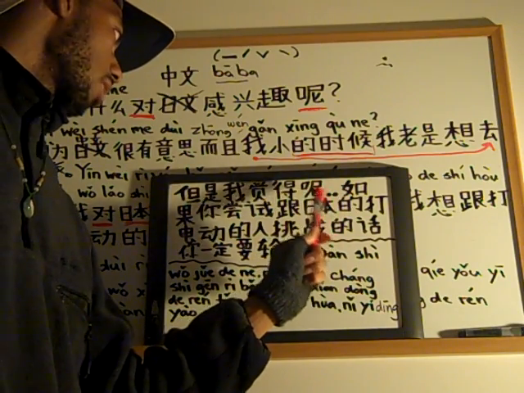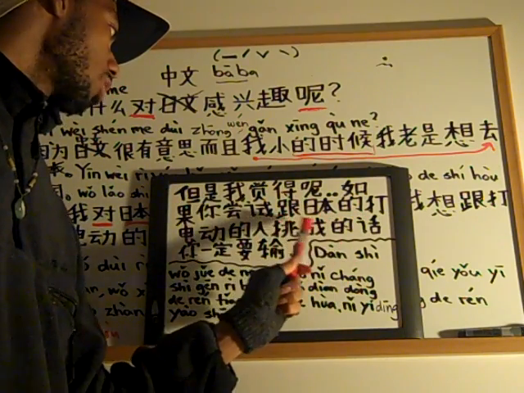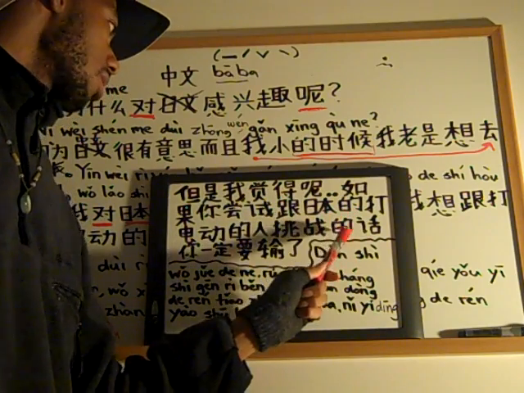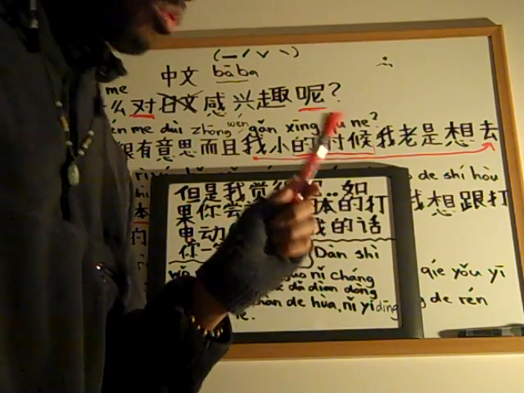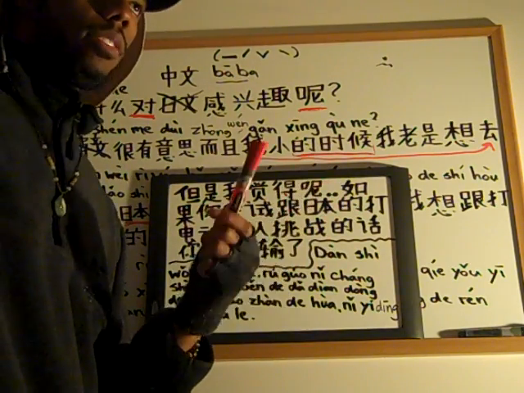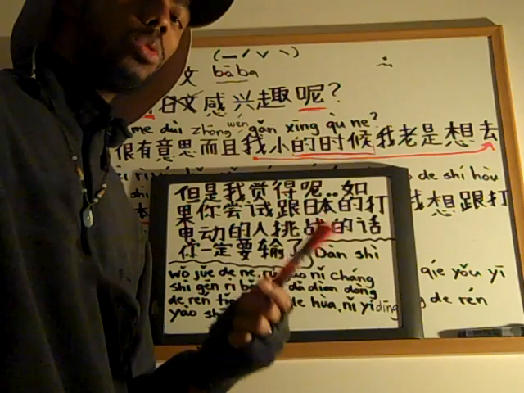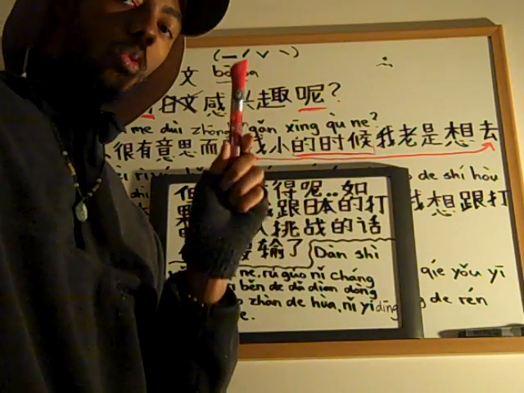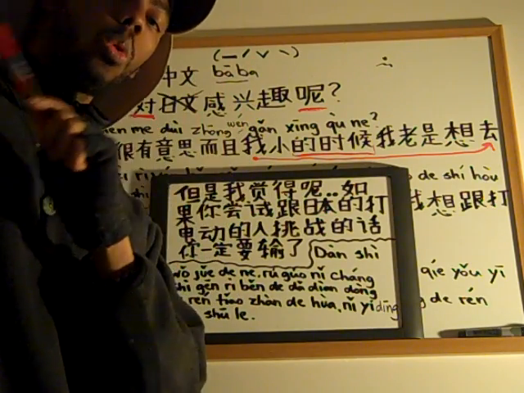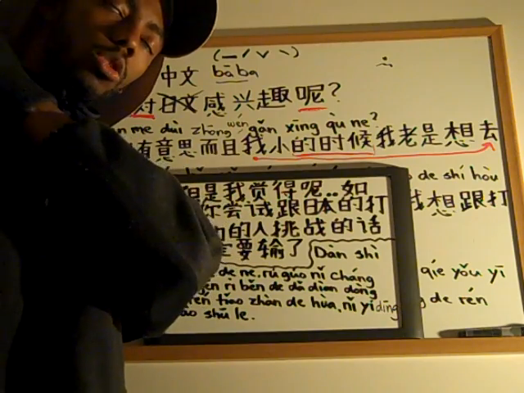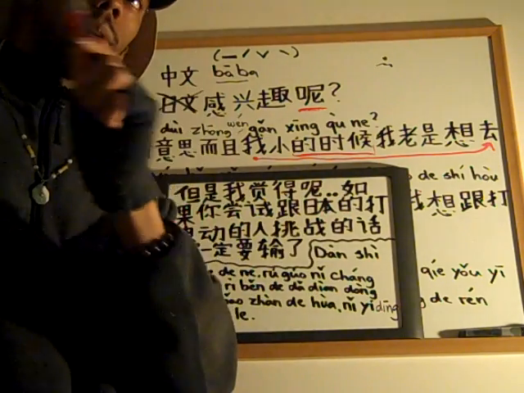日本的打电动的人挑战的话. 挑战 means to challenge. 的话, the 话 here goes with 如果. Whenever you say 如果 blah blah blah 的话, it means if. For example, if I say 如果我去中国的话, if I go to China. You can actually drop off the 话, but you will see and hear that a lot, so 如果 and blah blah blah 的话.